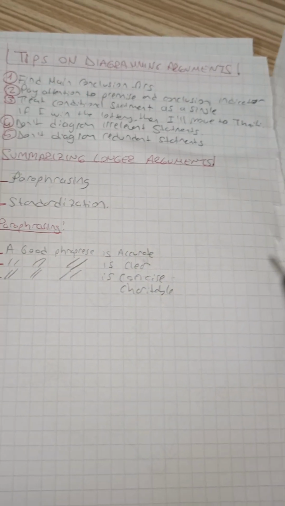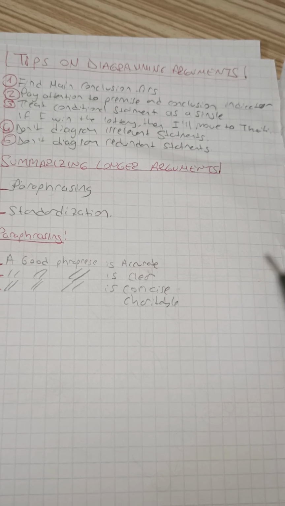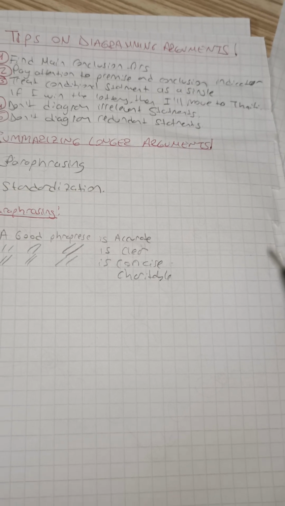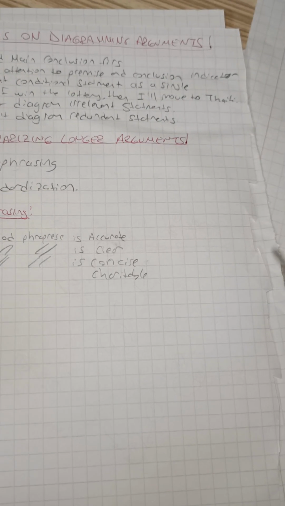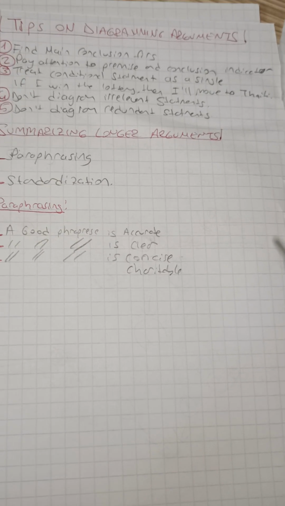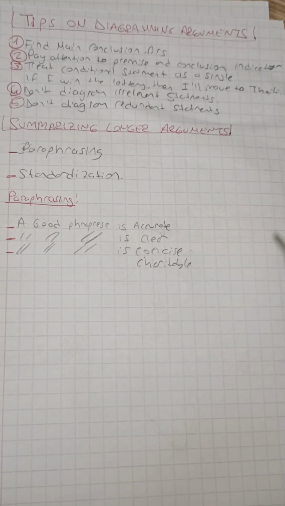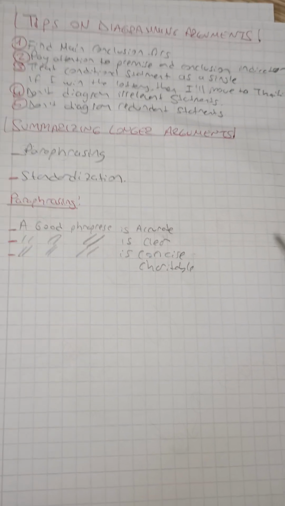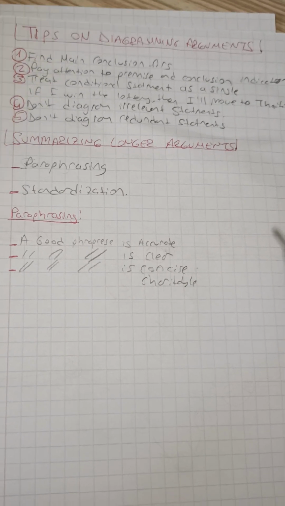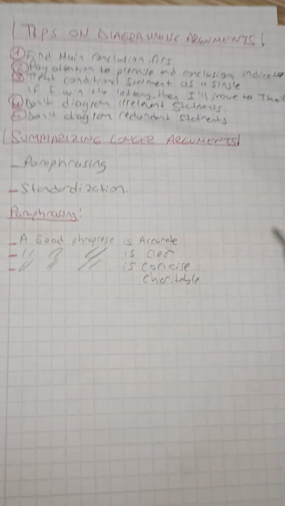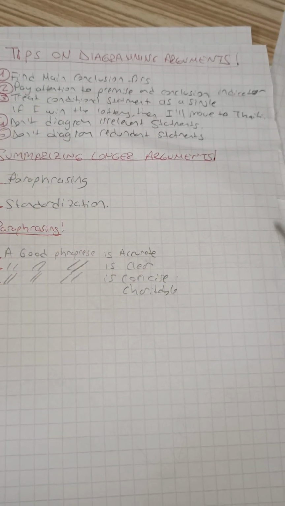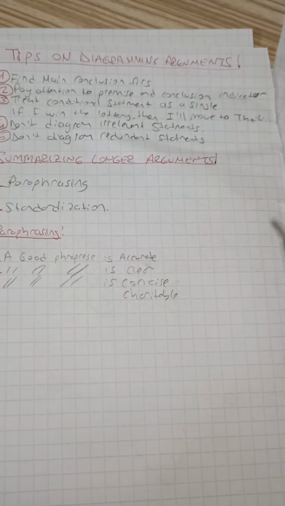And when it comes to tips on diagramming an argument, this section provides a few tips on how to diagram arguments like a professional. The first step is find the main conclusion first. As we see, one sentence can include more than one conclusion, but there must be a main conclusion. So our first task is find the main conclusion, and then we should pay close attention to premise and conclusion indicators, as we did in the previous examples.